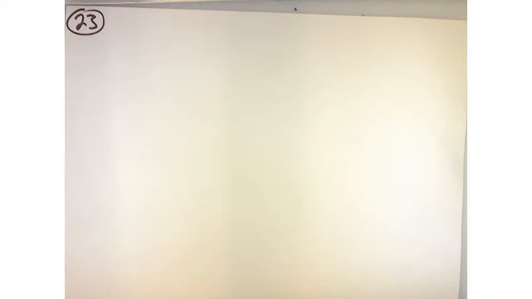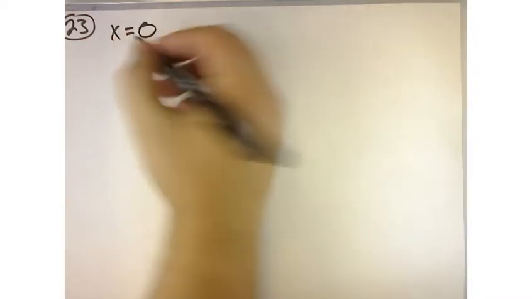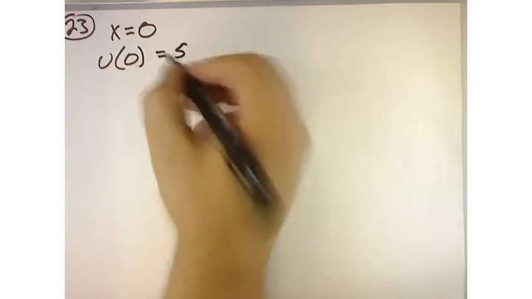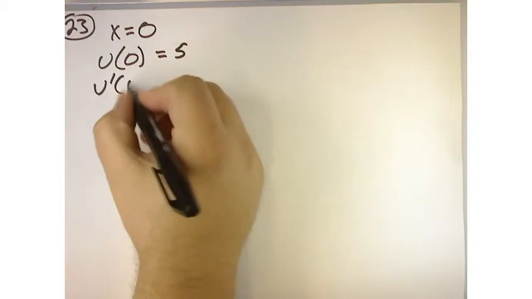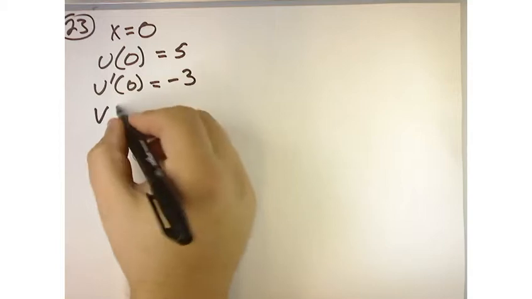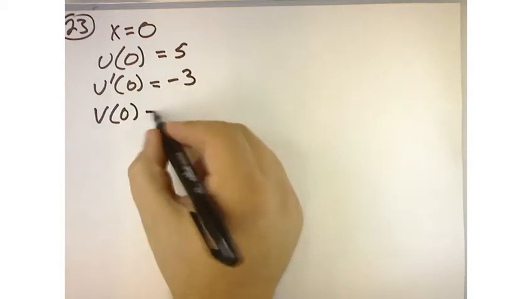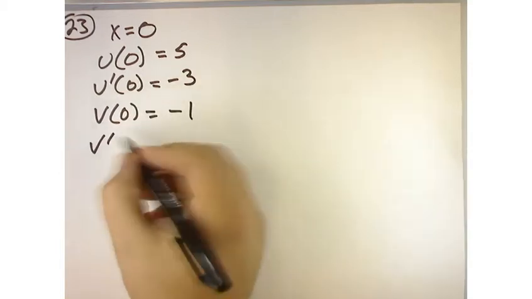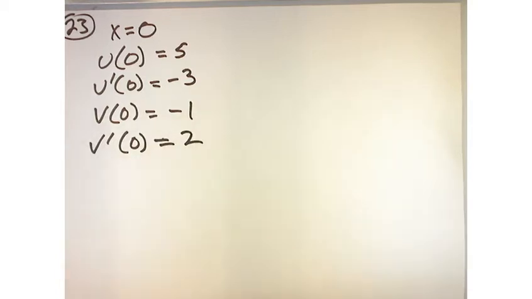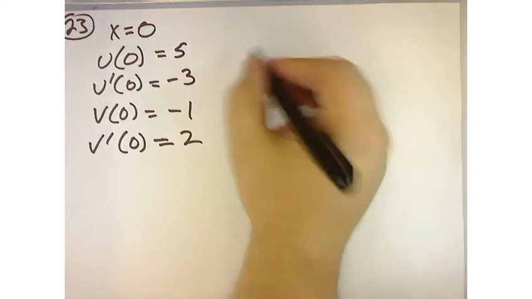3, we are given, it says, suppose u and v are functions of x and differentiable. And then it says, at x equals 0, u of 0 is equal to 5. U prime of 0 is equal to negative 3. V of 0 is equal to negative 1. And v prime of 0 is equal to 2. And so they want us to find the following things.